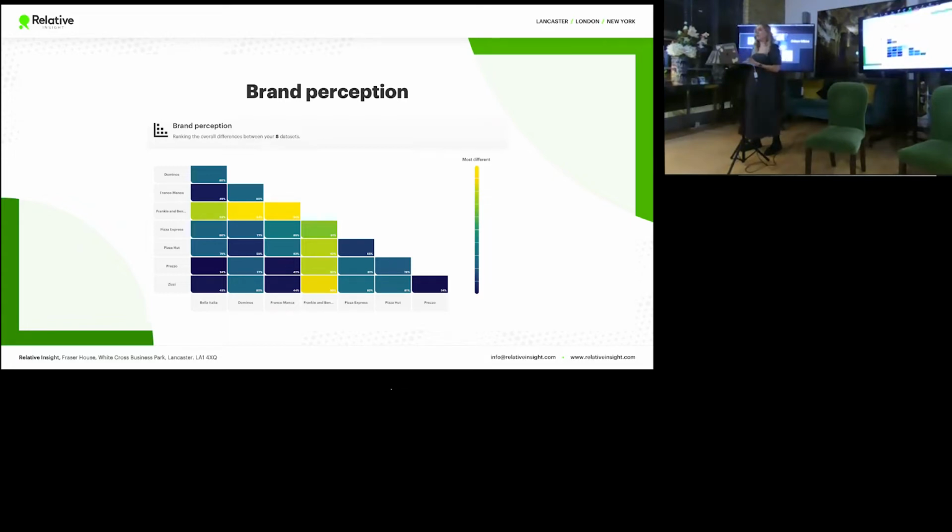Again, it's also insightful to look at the least different. So just as a reminder, these are the really deep, dark blue tiles. So we can see that Prezzo, Zizi, Bella Italia, and Franco Manca are least different. So it's that sense of customers seeing them as one and the same, they're interchangeable. Oh, Prezzo, Zizi's, they're the same.